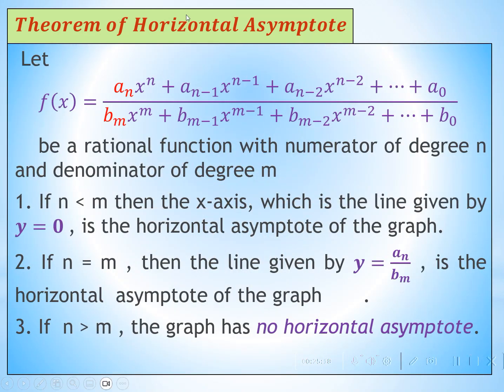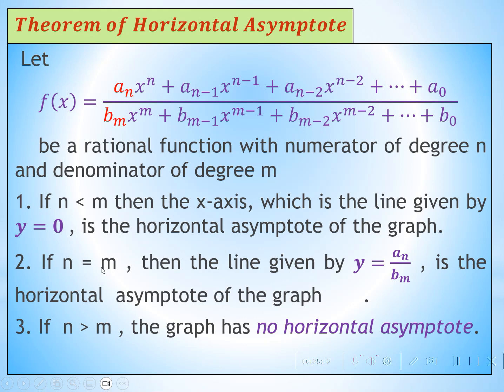Let f of x equal a_n times x to the power n plus a_(n-1) times x to the power n minus 1, etc., over b_m times x to the power m plus b_(m-1) times x to the power m minus 1, etc., be a rational function with numerator of degree n and denominator of degree m. 1. If n is less than m, then the x-axis, which is the line given by y equals 0, is a horizontal asymptote of the graph.